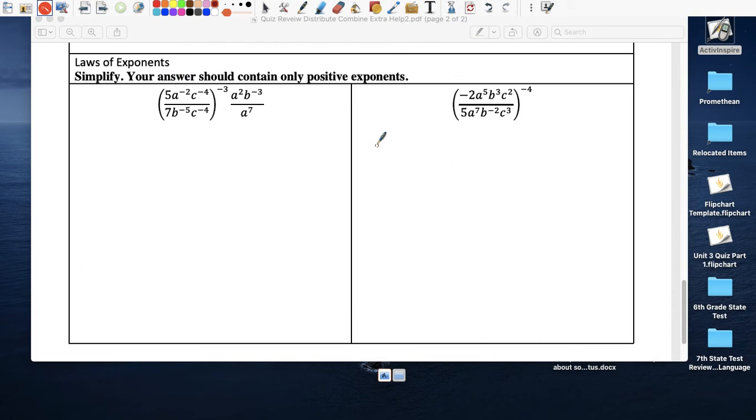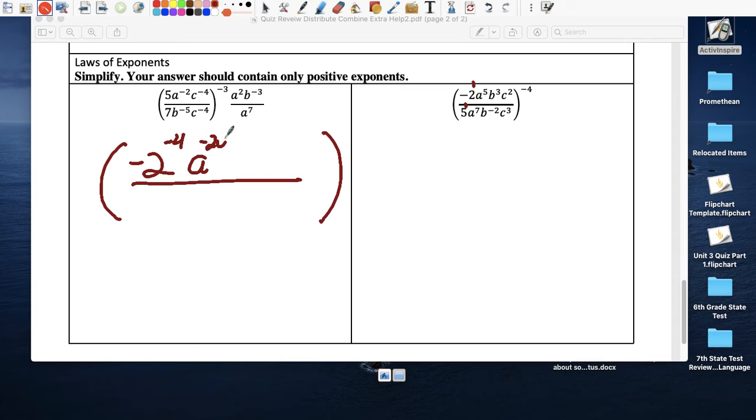This one again, I'm going to do the whole thing again, so I'm just going to write it here. It's -2, and again, remember, that has a power of 1, and the 5 has a power of 1. -2 to the -4th power, A to the -20, B to the -12, and C to the -8. The bottom, we're going to have 5 to the -4th, A to the -28, B to the +8, and C to the -12.